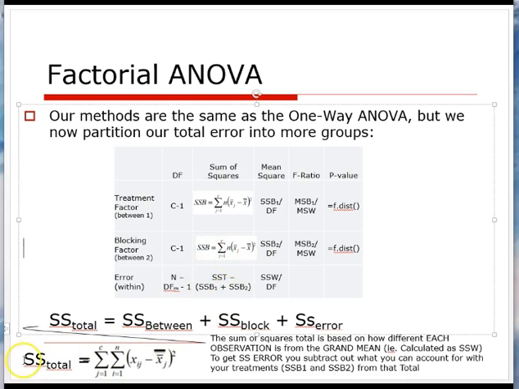And that's going to give us a sum of squares total, which is essentially how much variability there is between every single observation and the grand mean. So we can calculate the sum of squares total, and that will often help us get to the error.